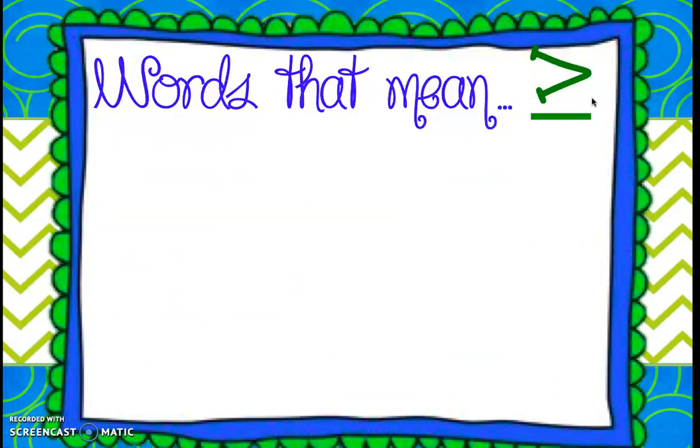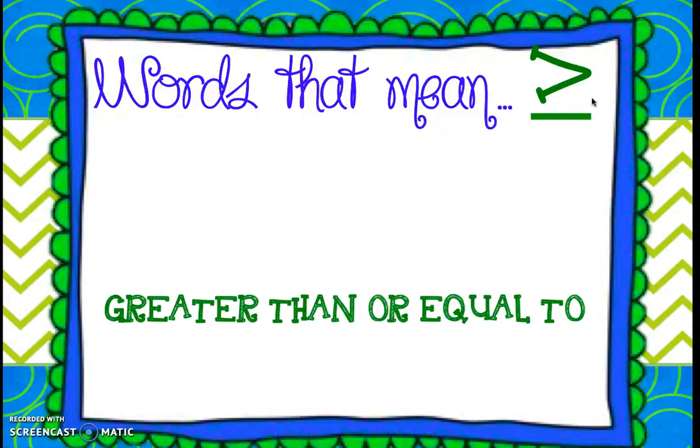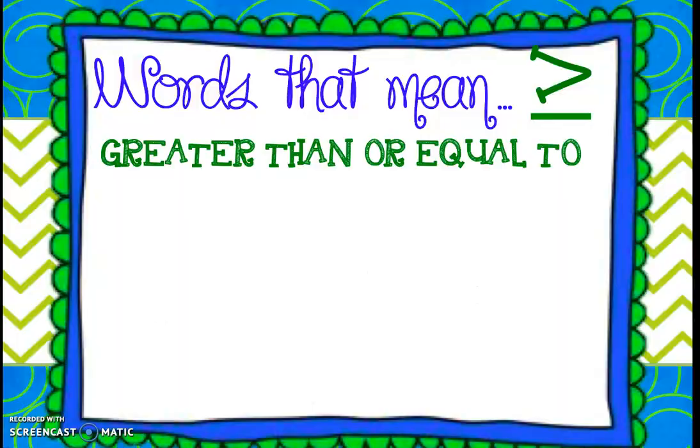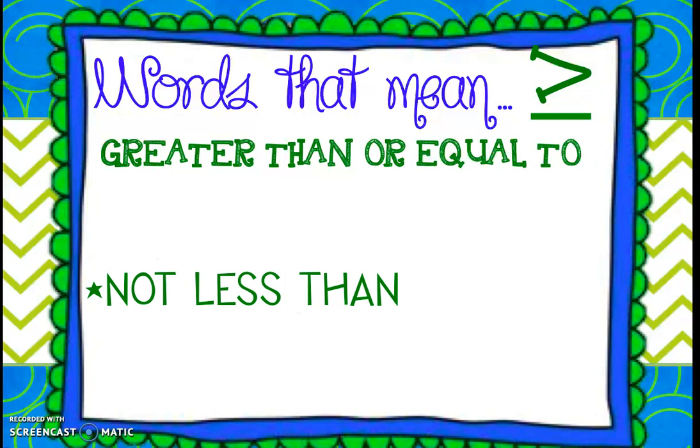So now we're going to talk about words that mean greater than or equal to. These are words like not less than. If I want not less than 3 participants, I want 3 or more than that. I want 3, I want 4, I want 5, I want 6. Not less than tells us it's got to be greater than or equal to that number.